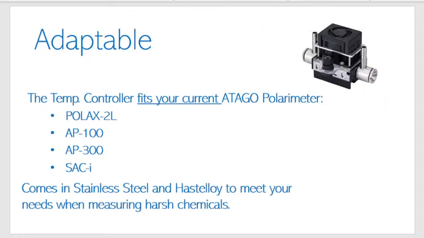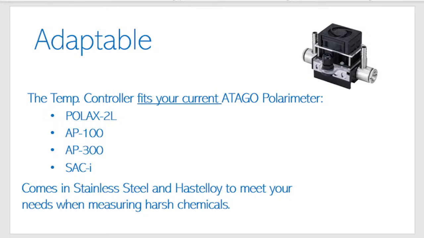And well, more about the temperature controller. It's adaptable. If you have a Polax 2L, if you have an AP100, which is a discontinued polarimeter because it's so old, but it's still in the market and people are still using it, AP300 or a Sakai. If you have any of these four polarimeters, you can install a temperature controller on your current polarimeter. If you're looking for a new polarimeter, then you can buy one of these with the temperature controller.